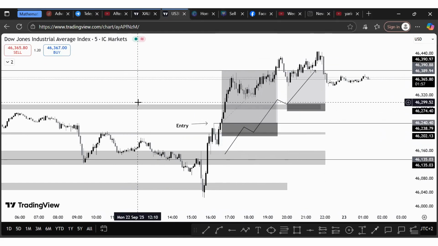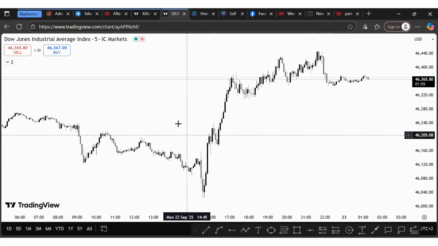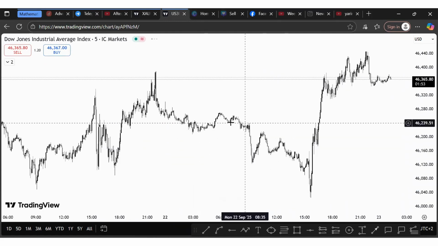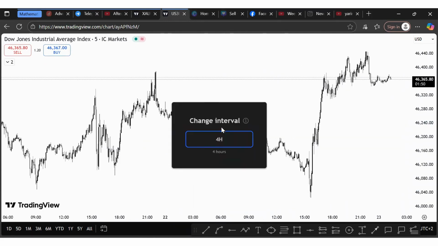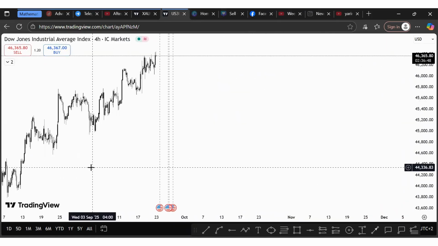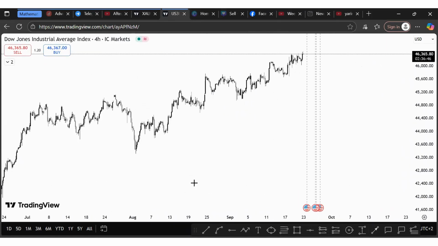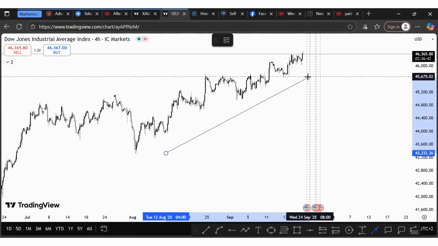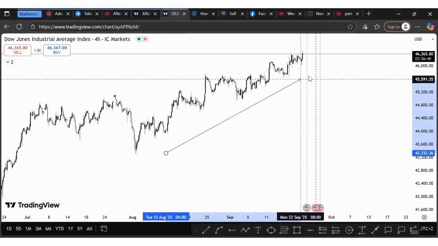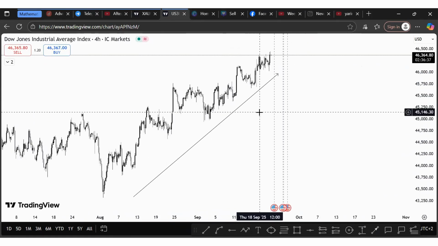So I'm going to start breaking everything down. I'm going to delete everything and start from the top, doing a top-down analysis. As you can see, we've been having bullish momentum, that bullish trend, when it comes to US30. We've been bullish on US30 on the 4 hour.